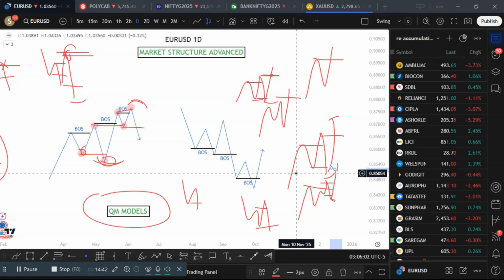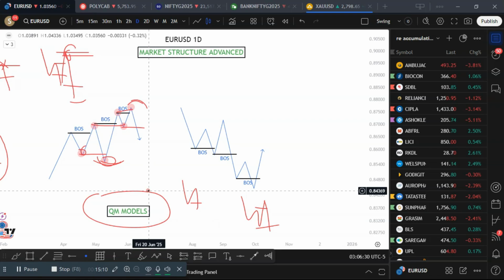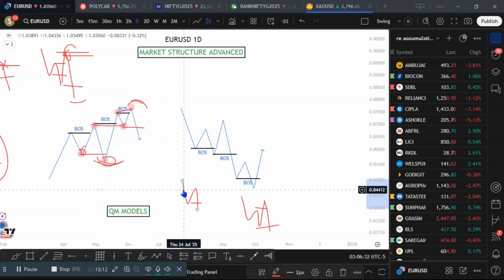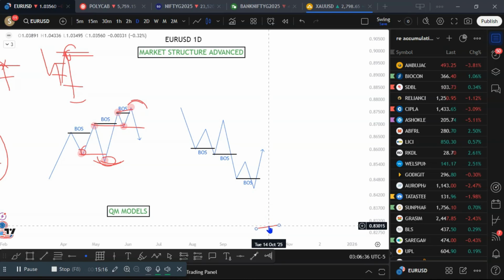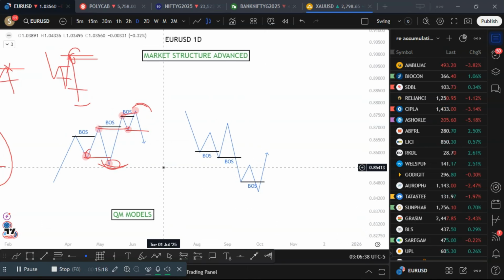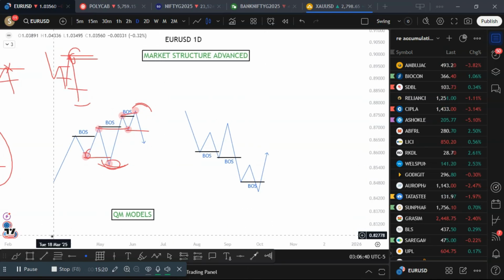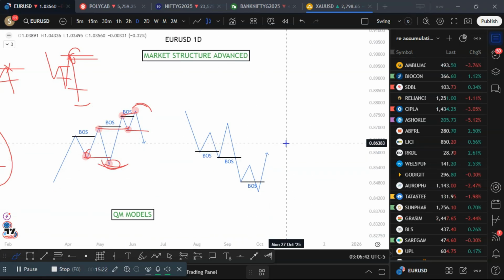You know what is market structure basics and what is market structure advanced. So listen guys, I know your brain will not digest this thing. Watch this video 2 to 3 times, only then you can understand, and practice also on your charts. It's literally tough in the initial stage, but once you do enough practice, it will get easy.